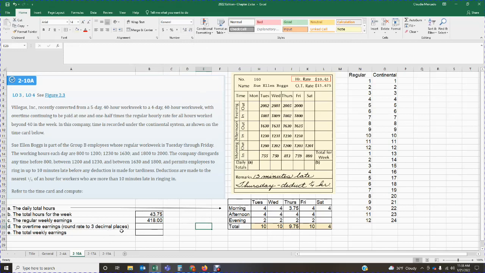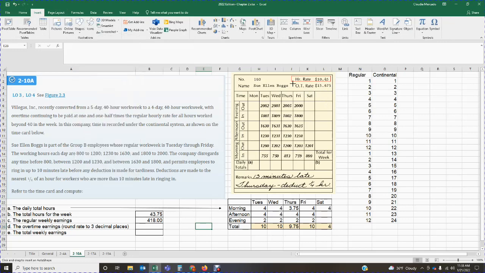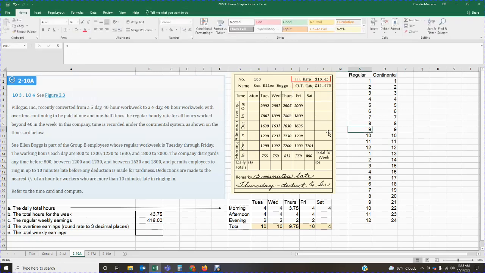And it says round rate to 3 decimal places. They're asking us to use the full rate given. And the rate given is 15.675. And that is the number that we are going to use. So how many hours do we have of overtime? We have 3.75 hours of overtime, and I'm going to multiply it by 15.675. That gives me 58.78125. I want that number rounded to 2 decimal places.